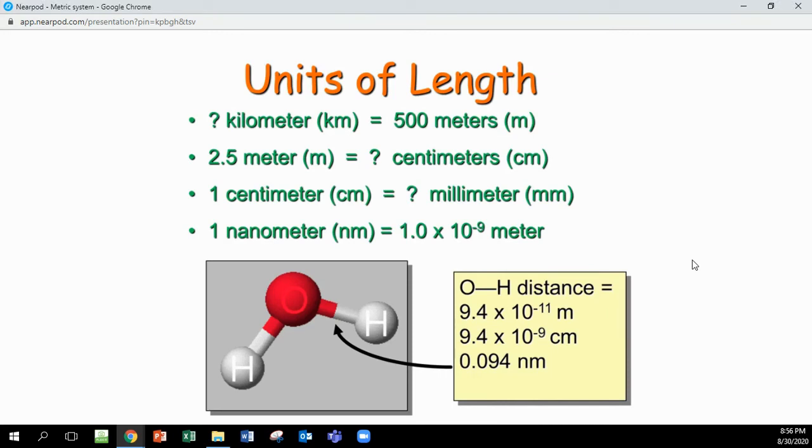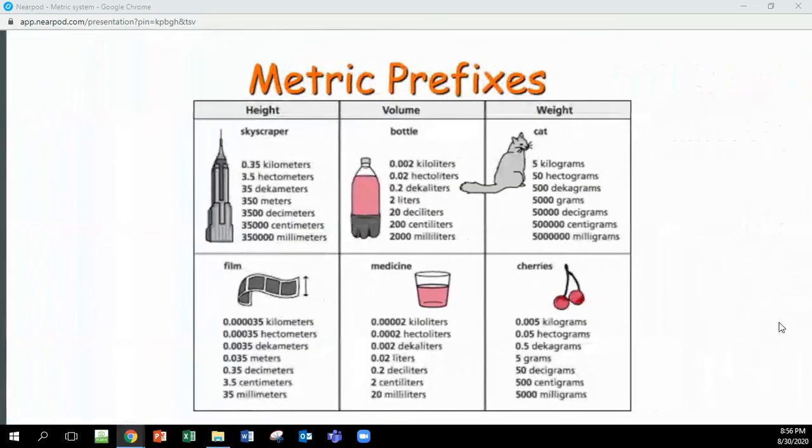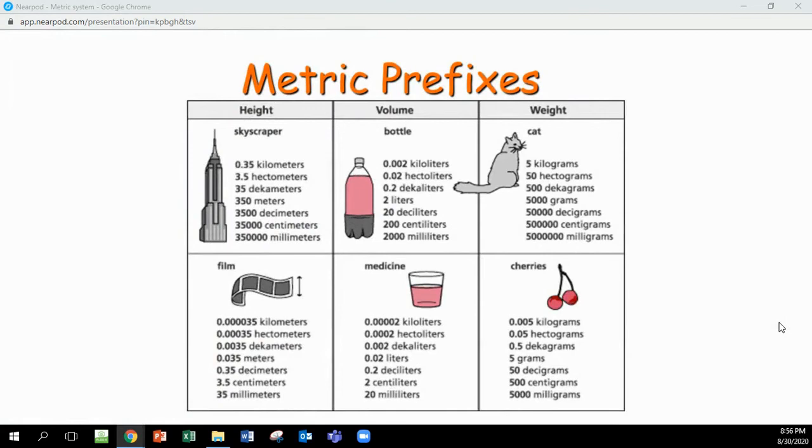So you'll have a quiz on the Nearpod. It's going to have 4 questions just to practice. So just make sure you run through it. Okay, just to give you an idea of how different measurements work.